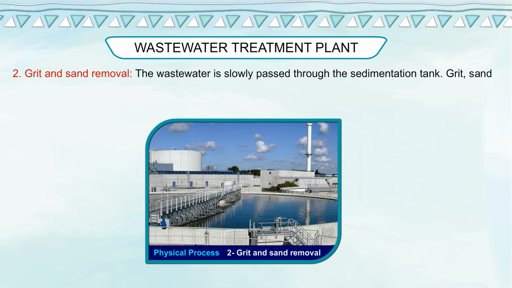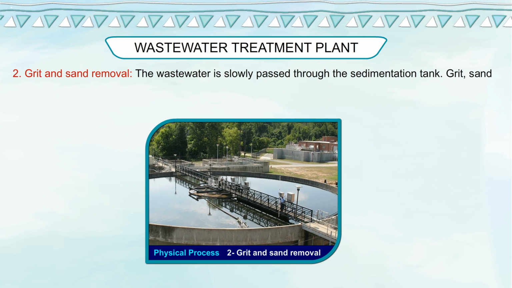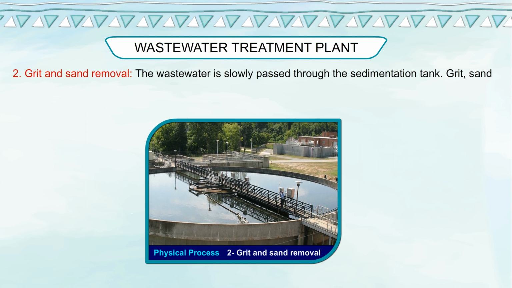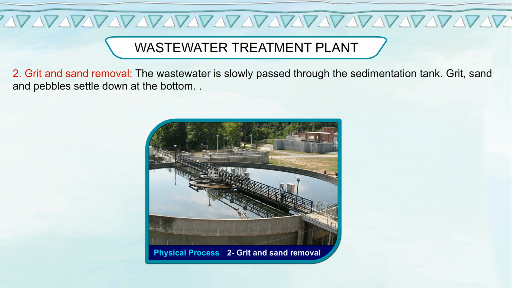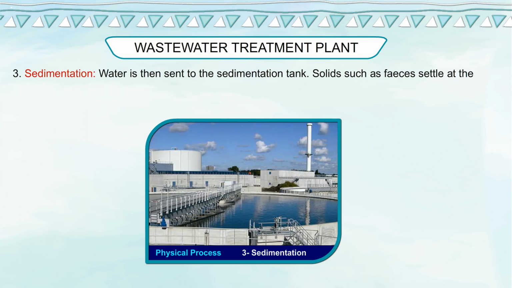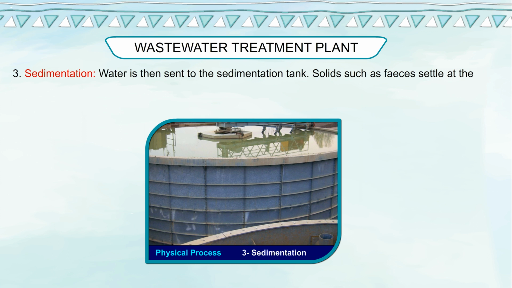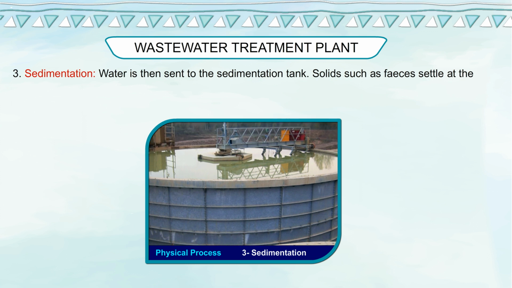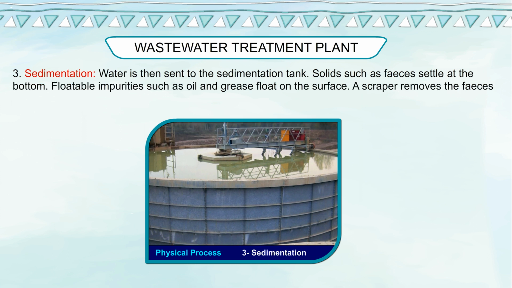2. Grit and sand removal. The wastewater is slowly passed through the sedimentation tank. Grit, sand and pebbles settle down at the bottom. 3. Sedimentation. Water is then sent to the sedimentation tank. Solids such as feces settle at the bottom.